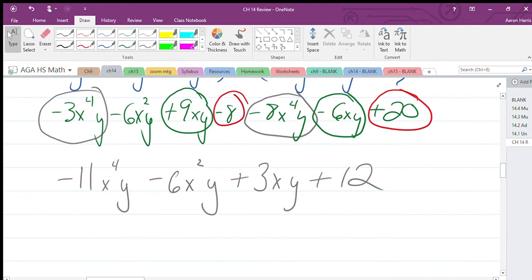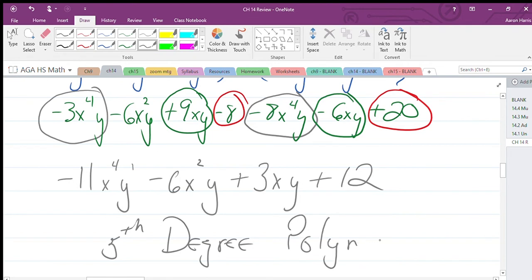Again, what's the highest power? It'll be right here, 4 and 1. So I get a 5th degree. It's more than 3 terms, so polynomial. Okay.